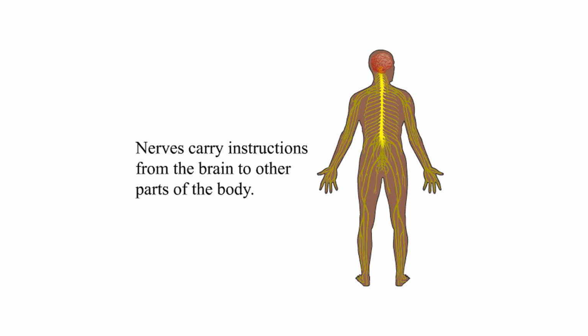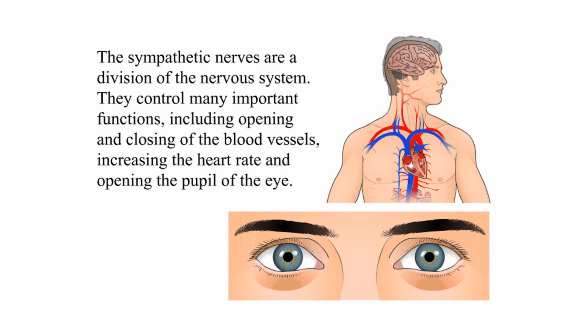Anatomy. Nerves carry instructions from the brain to other parts of the body. The sympathetic nerves are a division of the nervous system. They control many important functions, including opening and closing of the blood vessels, increasing the heart rate, and opening the pupil of the eye.